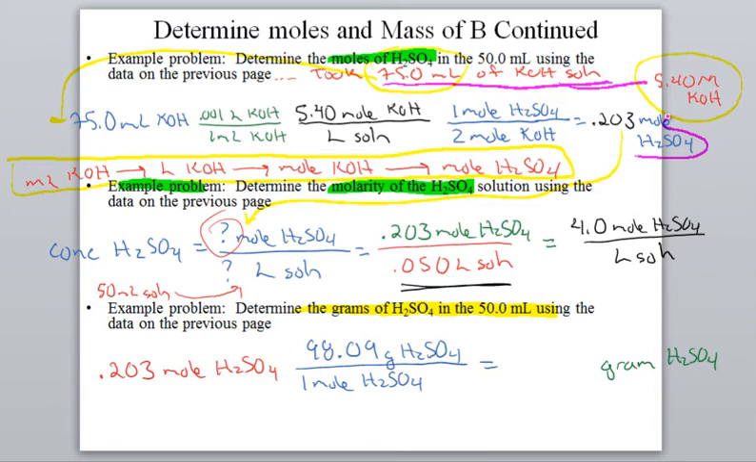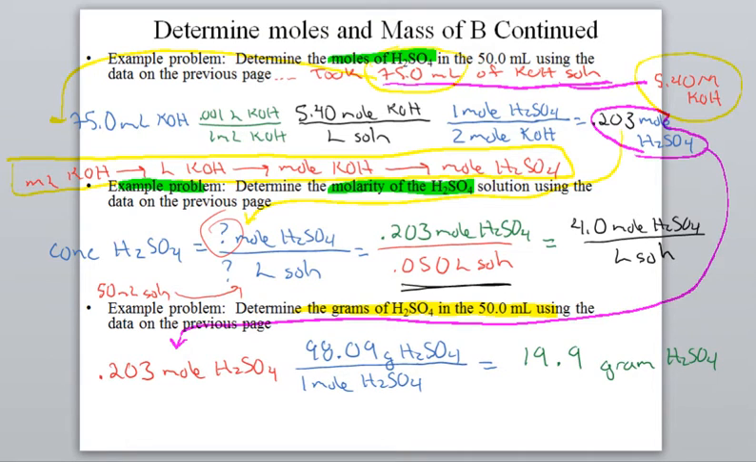Using this mole amount determined in the first problem, we'll start with it. Using the molar mass of sulfuric acid, we can calculate the gram amount of sulfuric acid in that 50 milliliters. And it's approximately 19.9 grams of sulfuric acid dissolved in that 50 milliliters of solution.